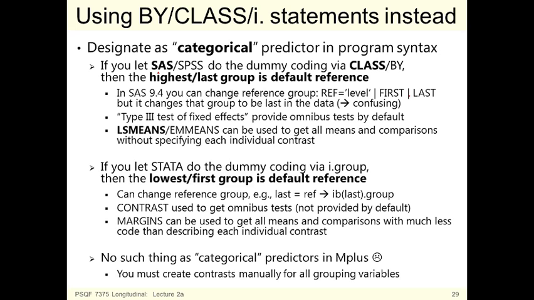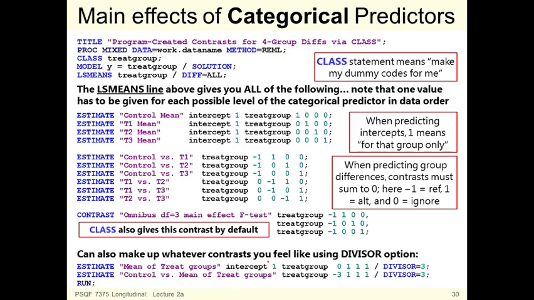When the program does the coding for you, it decides who the reference group is going to be, but that solution typically is not something you're even going to want to look at, because all of the group comparisons of interest are going to be elsewhere in the output. The last group is the reference group in SAS and SPSS. The first is the default reference group in Stata. And this process of denoting these predictors as categorical is not currently available in M+, by the way, which is an absolute bummer.